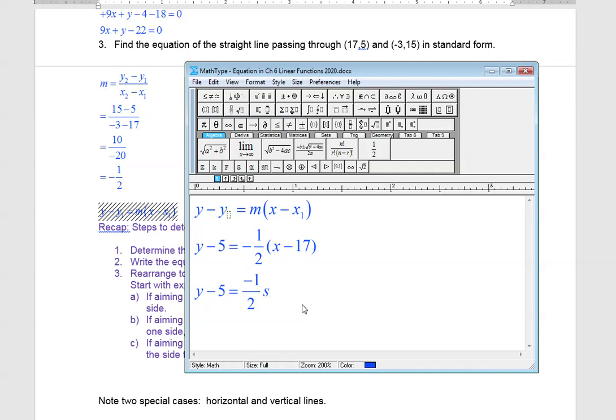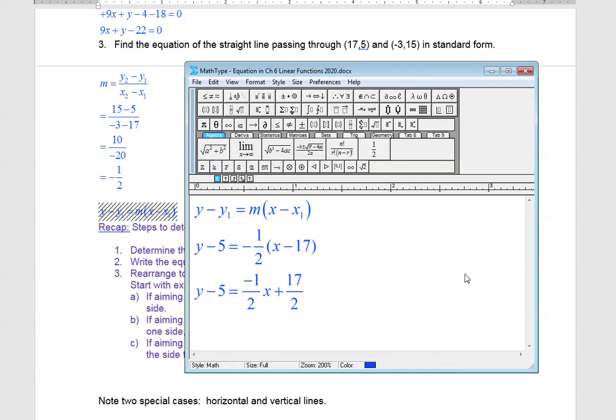Okay, minus 1/2 x minus, and then negative 1/2 times 17. So we're actually going to get a plus there. And remember, 17 is like 17 over 1, so when we multiply it by 1/2, we get 17 over 2.